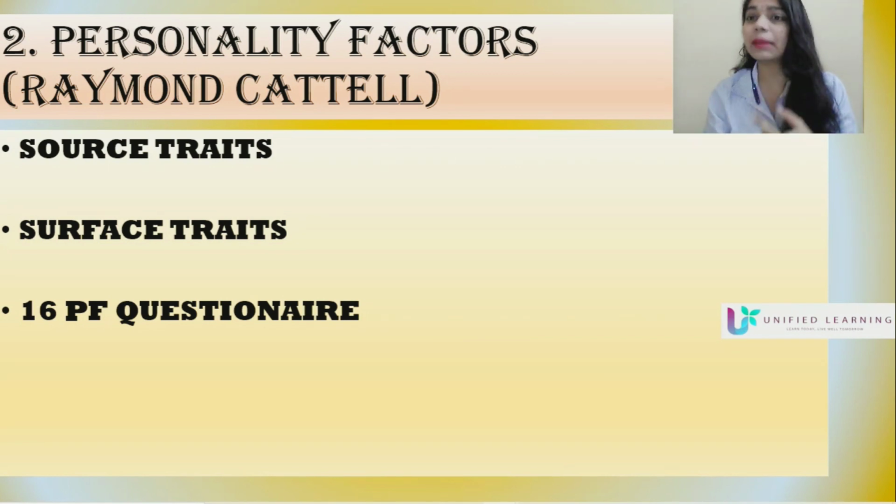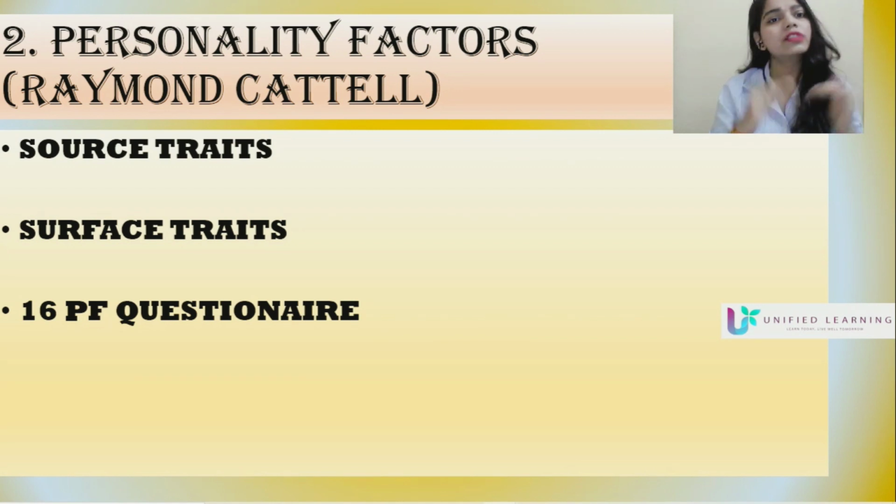Source traits are stable and are also known as the building blocks of personality. Surface traits are determined by their connection with source traits. For example, if a person is friendly or sociable in nature, then after connecting with the surface traits, we are able to define the personality of a person more clearly.